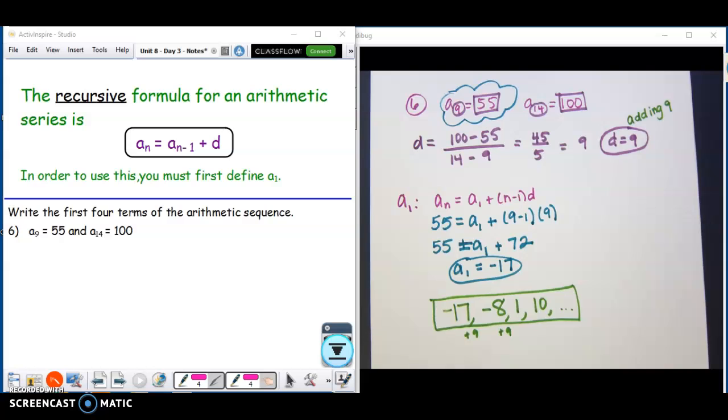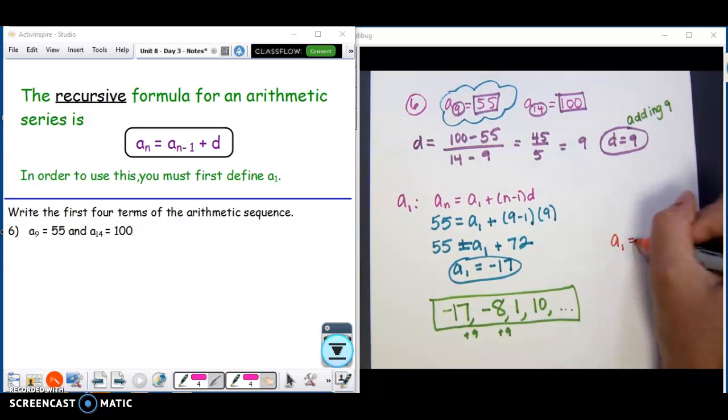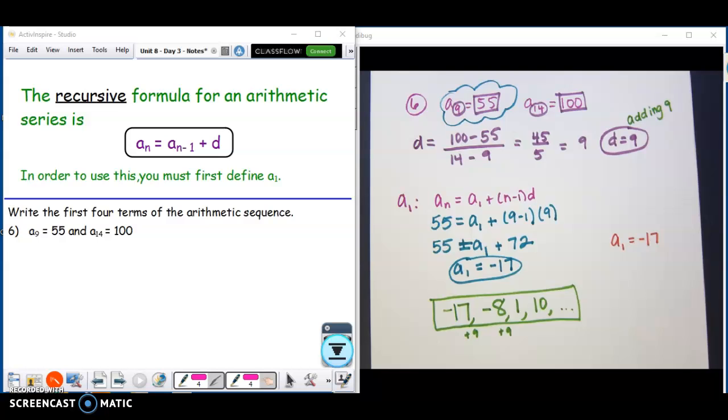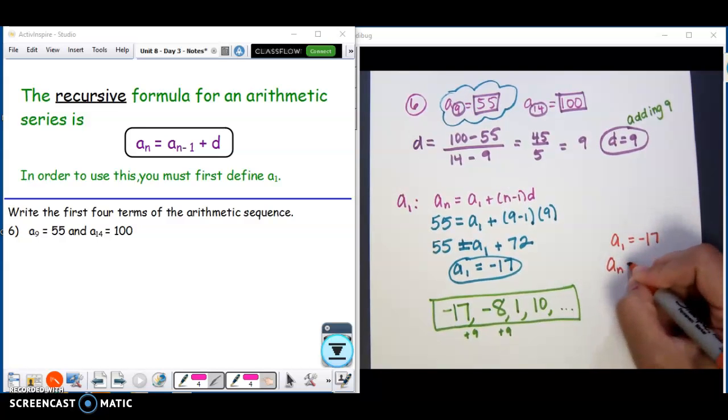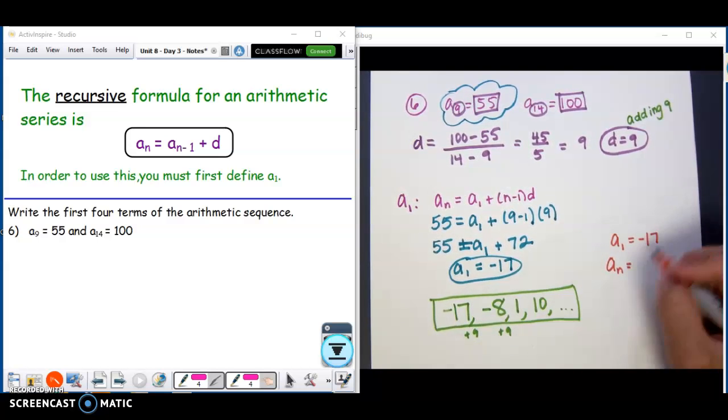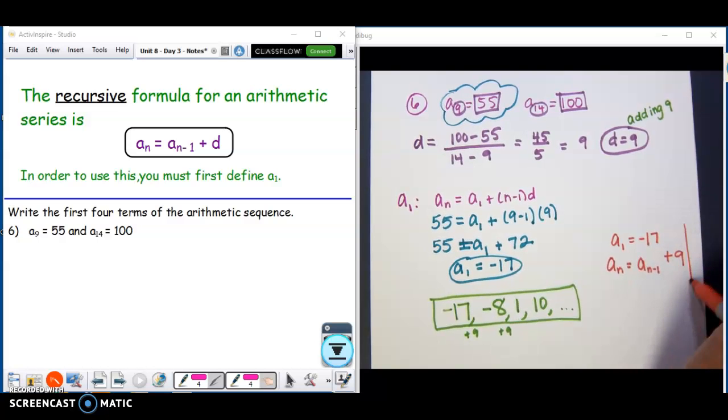So it doesn't tell you to write the recursive formula, but I want to take it a little bit further and write that. So if you were going to write the recursive formula, you have to write the first term. So we know that's negative 17. And then to write the recursive, we're going to say a sub n. Previous term is represented by a sub n minus 1. And then each time you're adding 9. So it would just look like that with adding 9. So this would be your recursive formula. And if you look back over here at the recursive, this means previous term plus common difference. Well, the common difference was 9, so previous term plus 9.